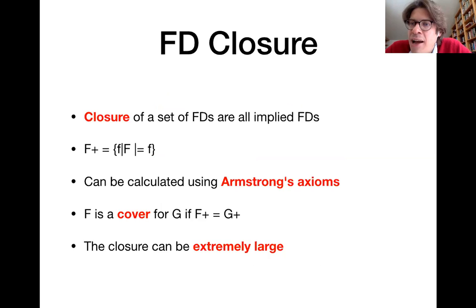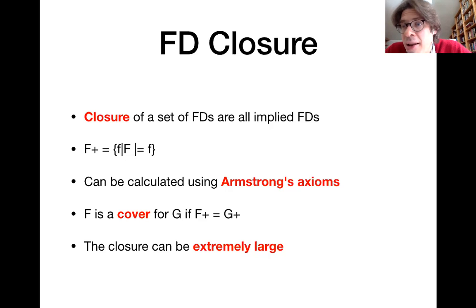We also sometimes compare different sets of functional dependencies on the same database, and we say that one is a cover for the other if the set of functional dependencies that you can infer from them is essentially the same. So saying that one set of functional dependencies is a cover for another is saying that both sets are equivalent, because you can infer exactly the same set of functional dependencies.